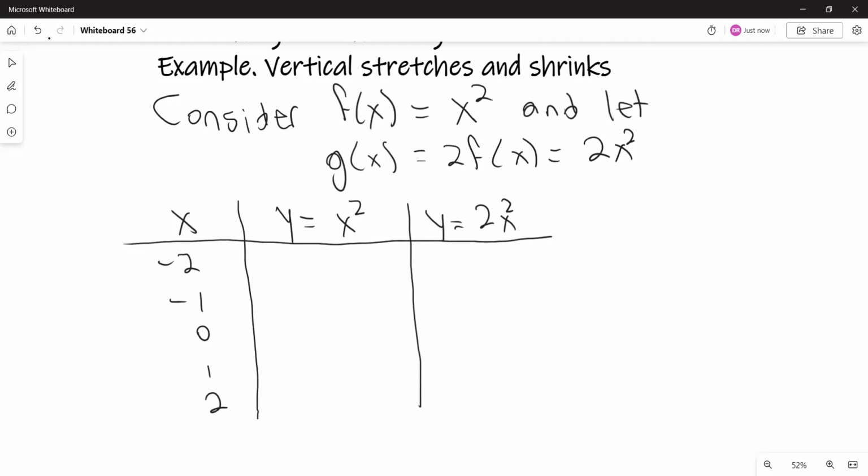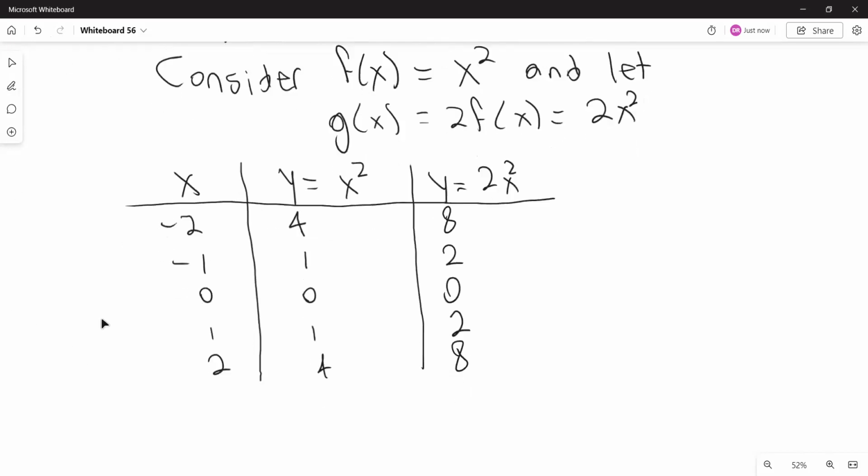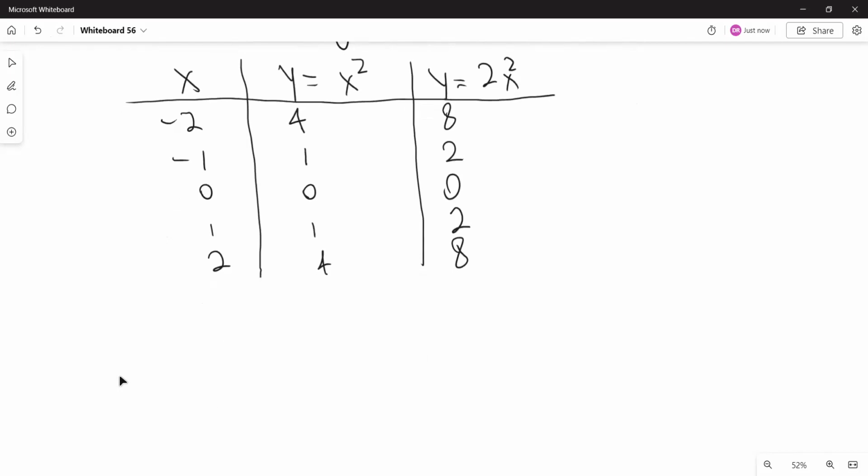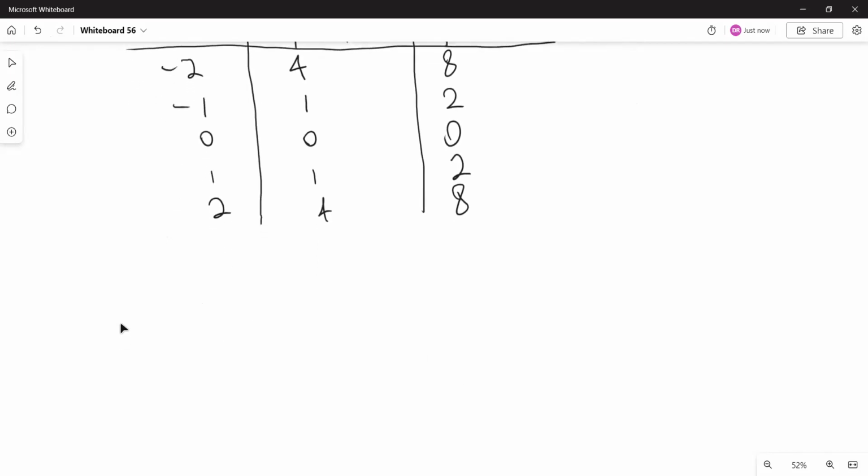And that's something we have done several times. The y values are 4, 1, 0, 1, and 4. So for 2 times x squared, we're going to multiply the number in the middle column by 2. 2 times 4 is 8. 2 times 1 is 2. 2 times 0 is 0. 2 times 1 is 2. And 2 times 4 is 8. Okay, so let's put this together.